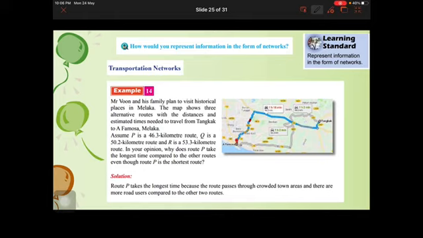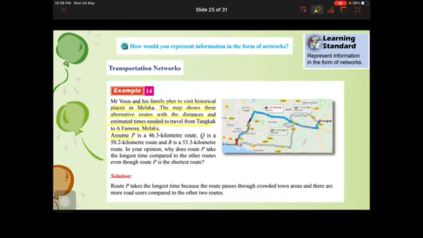Let's look at one example of transportation network. In the first slide just now, I mentioned the transportation network and also the social network. So let's see one example in transportation network and one example in social network. Now, example 14. Mr. Woon and his family plan to visit historical places in Malacca. The map shows 3 alternative routes with the distances and estimated times needed to travel from Tangkak to Formosa, Malacca.